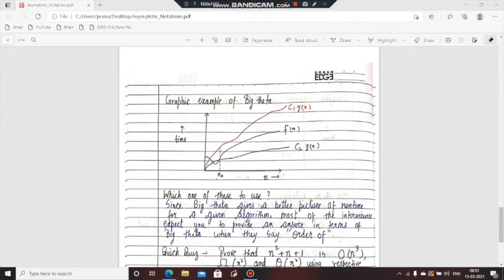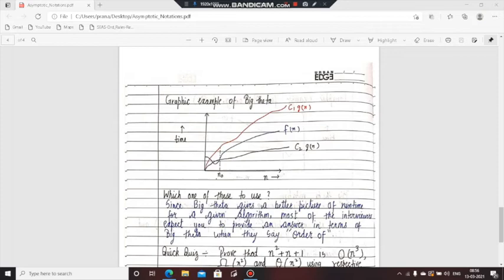In the case of big O, the function g of n lay above the function f of n because it was the upper bound. Similarly, in big omega, the function g of n lay beneath the function f of n because it gave the lower bound. But in the case of big theta, the function is sandwiched between both. The function g of n is the same, but the constants are different.